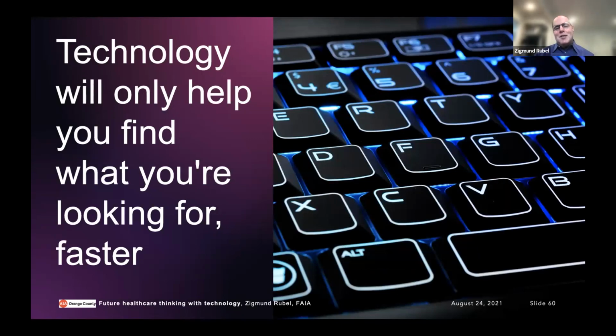Second to last message is technology is only going to give you an answer for what you're really looking for. So I'm sure you've heard of the term garbage in, garbage out. If you're trying to solve the wrong problem, the technology is not going to be able to help you figure that out.